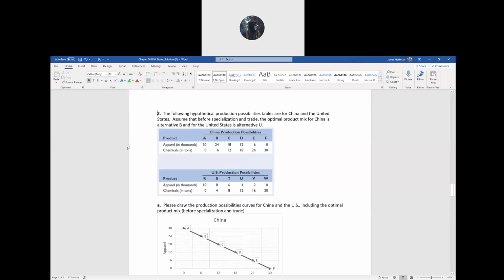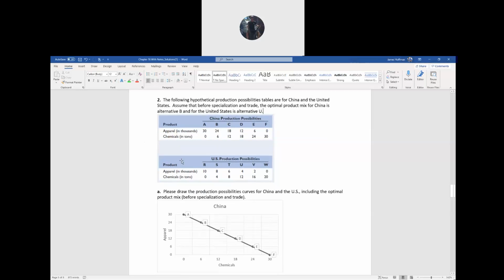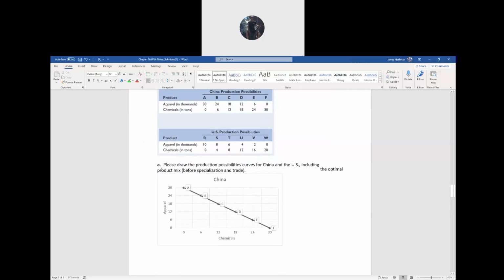Okay, number 2. All right, the same setup. The following hypothetical production possibilities tables are for China and the U.S., same as before. Specialization in trade. The optimal product mix for China is alternative B, and for the US is alternative U. So remember to make a note of the initial allocations: for China it's B, this point, 24 and 6, and for the US it's U, 4 and 12. All right, and then we're going to show how they're both better off by specialization and trade given the comparative advantage.